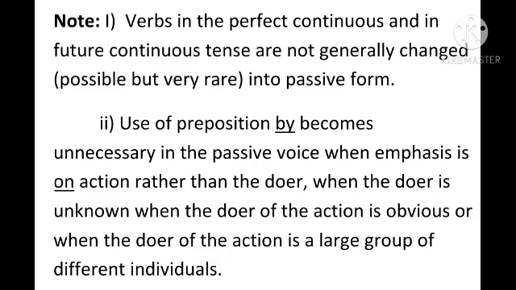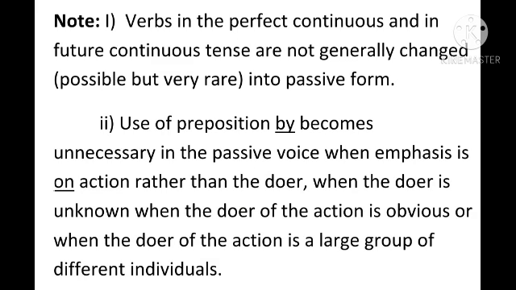And in future perfect continuous, in active voice, will have been, shall have been is used. Then you will use in passive will have been, shall have been plus being, and third form. And in the same way, in future continuous, shall be, will be plus ing is used in active voice. In passive, we'll use shall be, will be plus being plus third form.